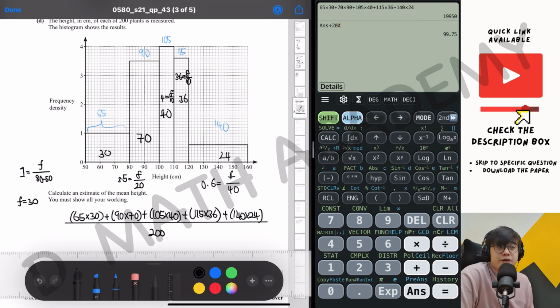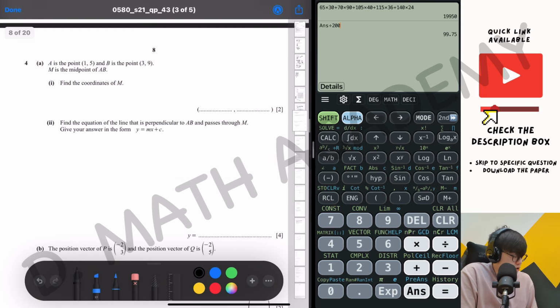Okay, you will get your final answer as 99.75. Moving on to the next part, we have question 4 here.